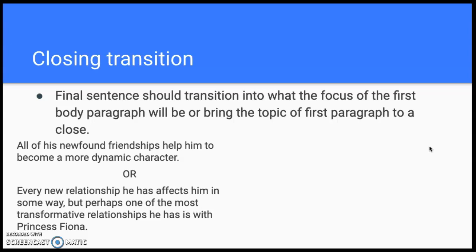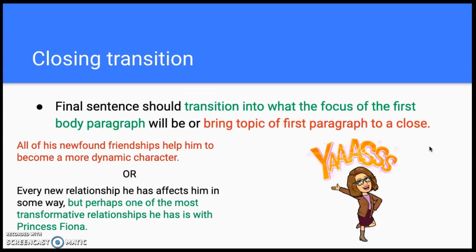Or you could say, every new relationship he has affects him in some way, but perhaps one of the most transformative relationships he has is with Princess Fiona. And that tells me that the next paragraph is going to focus more on that relationship. Okay?